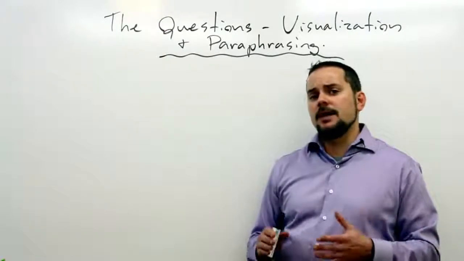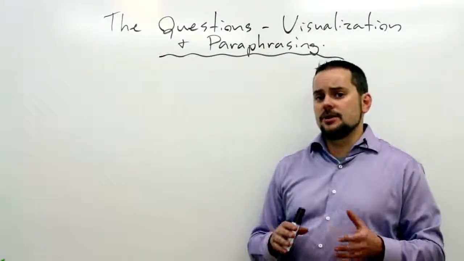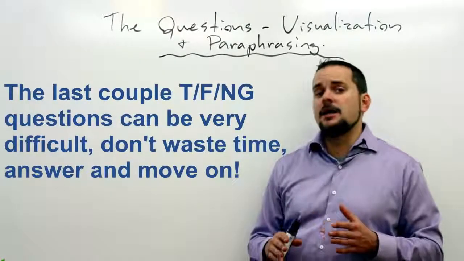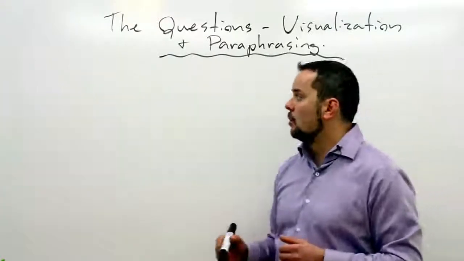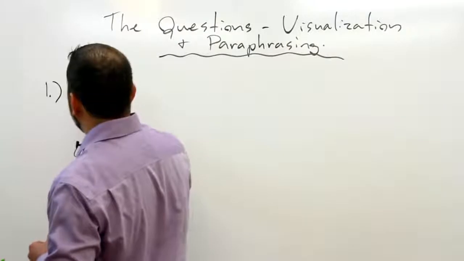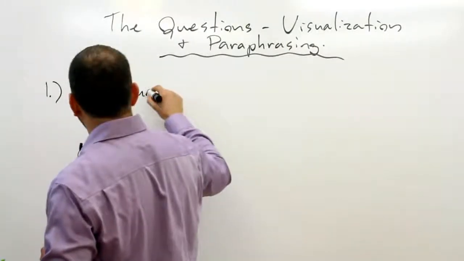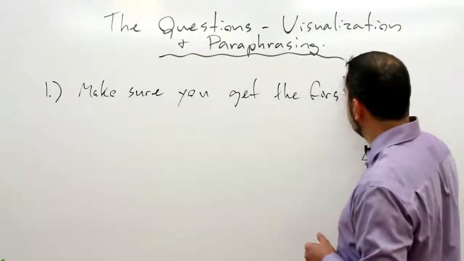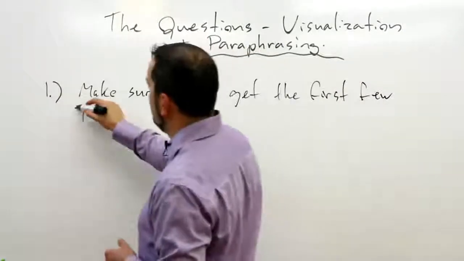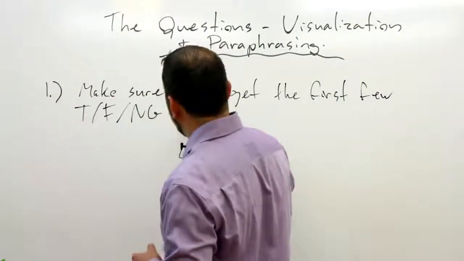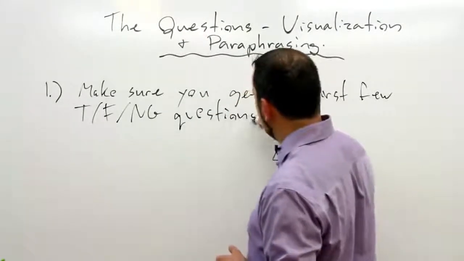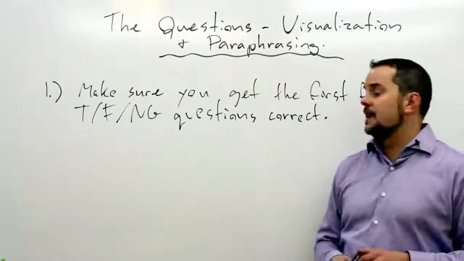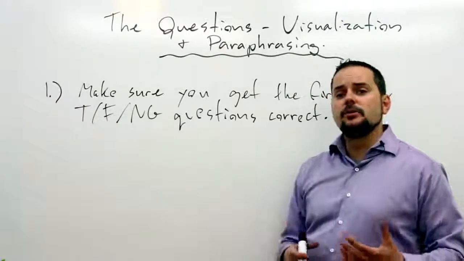This is because in many cases, the last 1 or 2 true, false, not given questions, they're testing for level 7, 8, or even 9 IELTS proficiency. Make sure you get the first few true, false, not given questions correct. Okay, and again, do your best for questions 5, 6, or even 7, but don't spend too much time there.